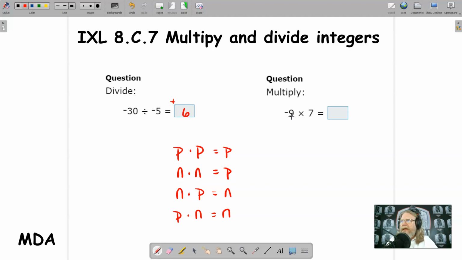On the next one, I have a negative times a positive. So they're different signs, so the answer is going to be negative. Now let's deal with the 9 times 7. 9 times 7, 63. We know that all the multiples of 9, if you add the digits together, they equal 9, or at least a number divisible by 9, but up until we get above 9 times 11, etc. But 6 plus 3 equals 9.